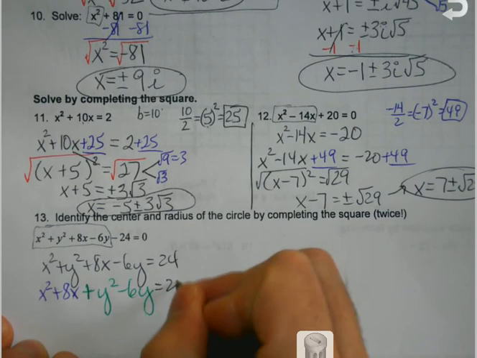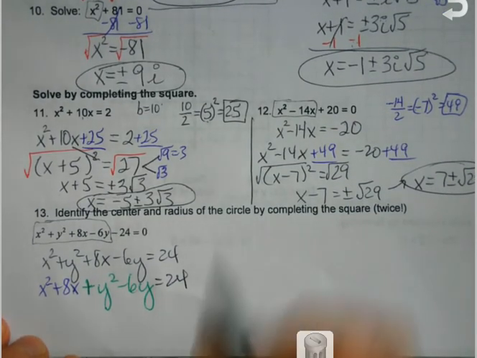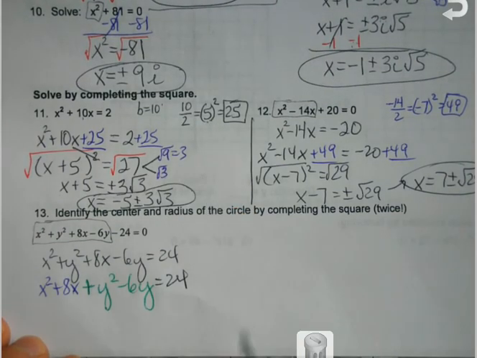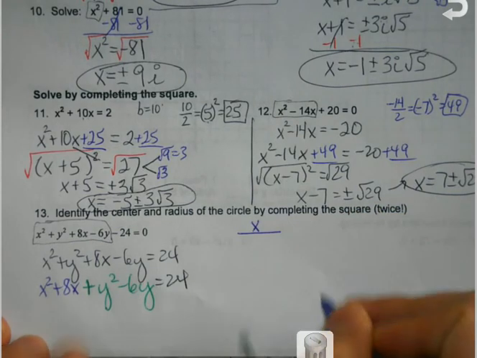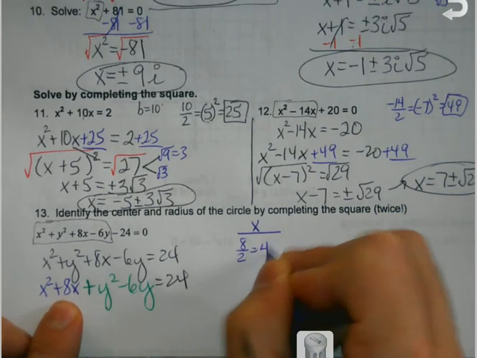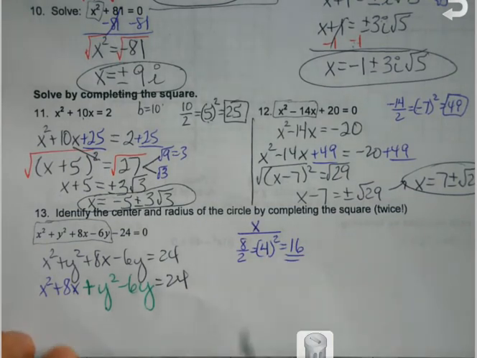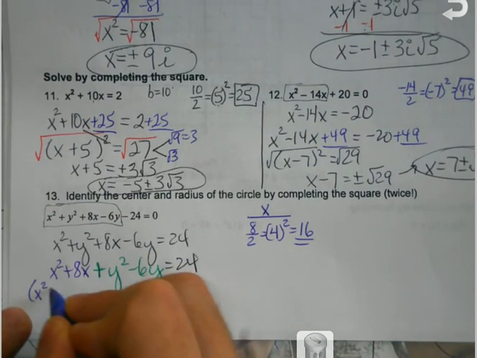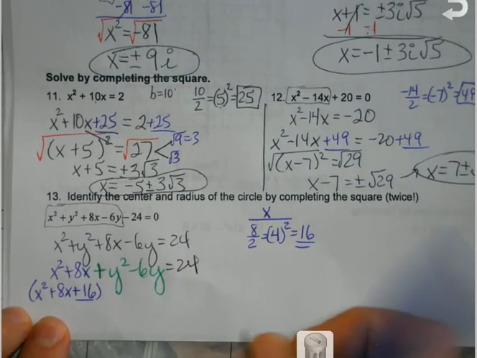Okay, so x is together, y is together. And now we basically are just going to do the process that we did up here for x, and then we're going to do it for y. So when I do it for x, take my b value, my number in front of x, divide it by 2, and square it. So I've got x squared plus 8x plus 16.